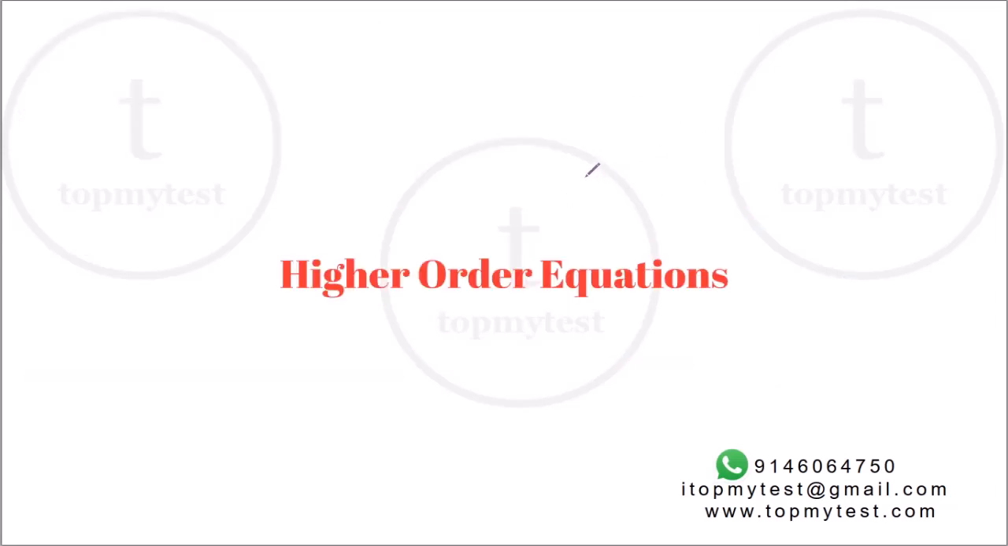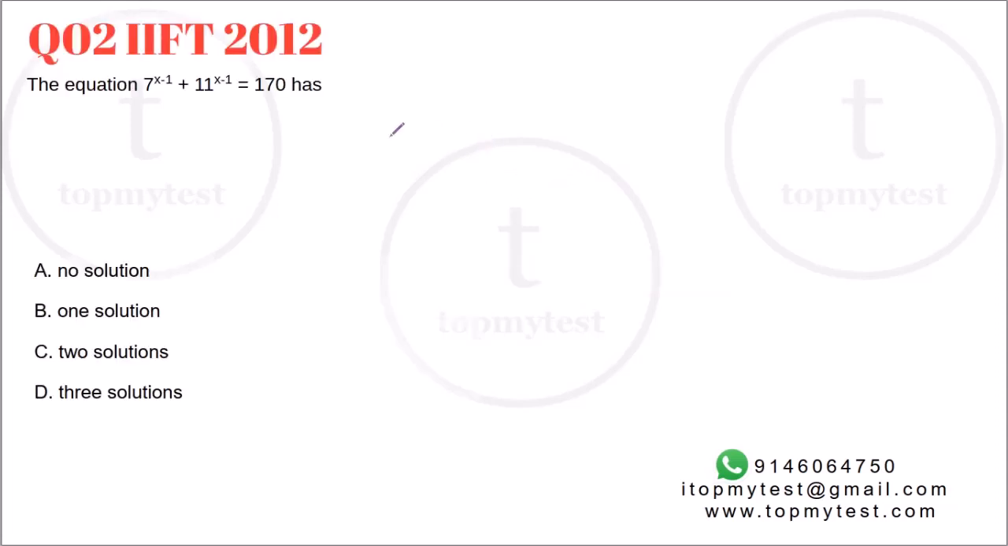Let's proceed to equations which are of the higher order, 2 to the power 3, to the power 4, to the power 5, etc. Some of the equations are pretty straightforward to solve. This is from IFT 2012. It says the equation 7 to the power x minus 1 plus 11 to the power x minus 1 equals 170 has how many solutions? None, 1, 2 or 3.